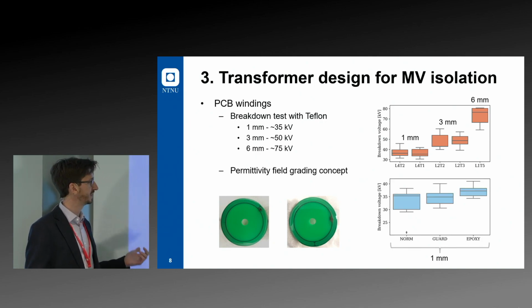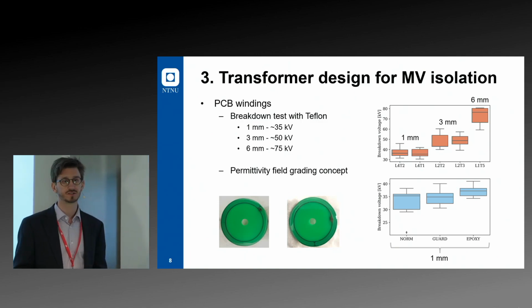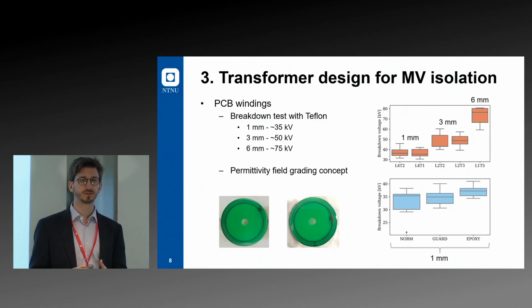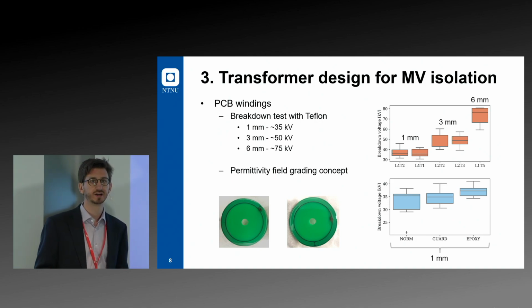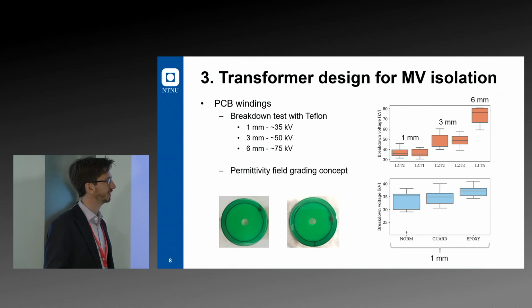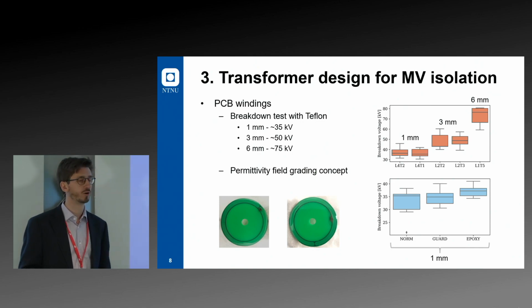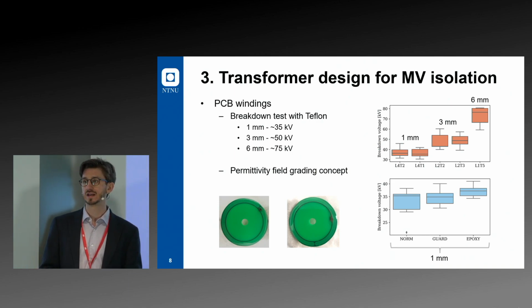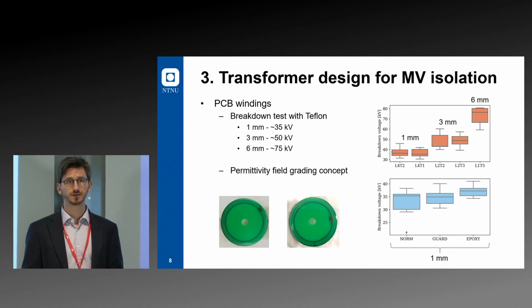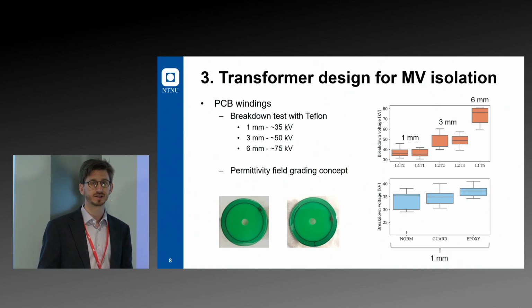And in addition, testing the permittivity field grading concept, we only did that for the 1 millimeter. So the normal here is with just a solder mask covering, and using the epoxy, we could show an improved performance, a more consistent breakdown voltage. And I would expect that improvement to increase with thicker Teflon or dielectric thicknesses.